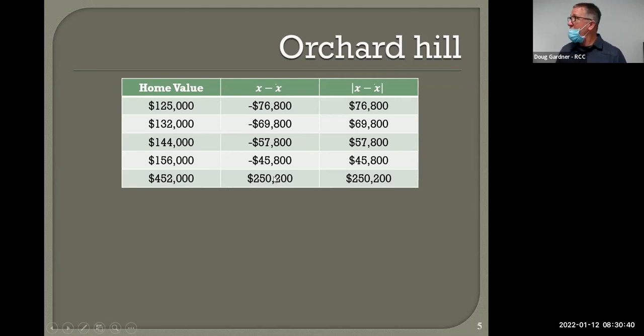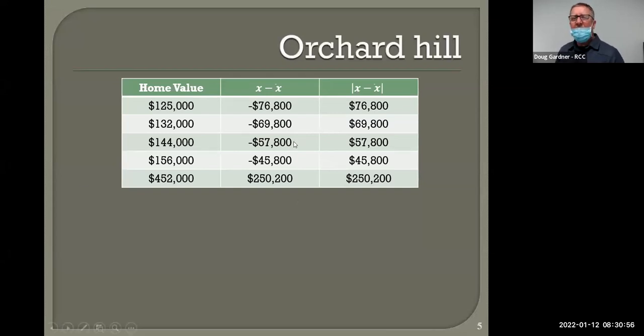And notice this last one, 250. And it's positive. So it's like, wow, that house is $250,000 over the average price of a house in that neighborhood. Wow, that is huge. So you get some rather large deviations.